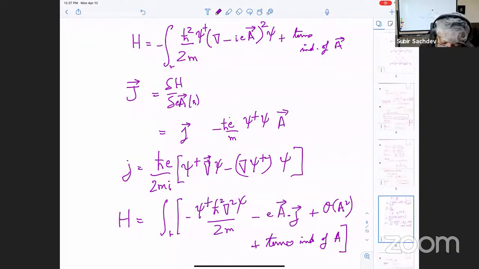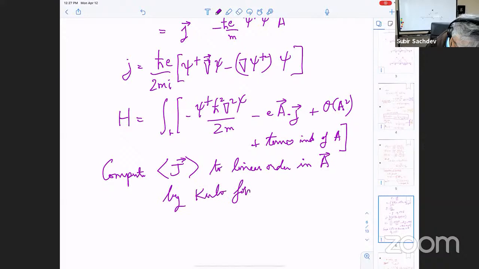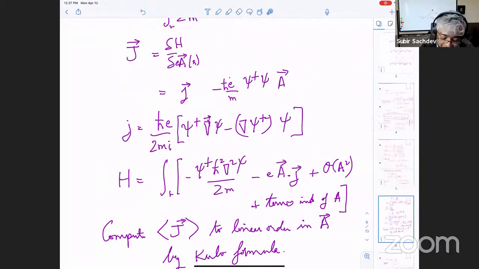Okay, so now I have to compute J. So we want to compute the expectation value of J to linear order in A by the Kubo formula. And so what happens? I noticed that there's an expression that's zeroth order in A. So if there was no electric field, the average value of this would be just 0. But there's a term that already depends on A. And so that term we have to keep. And we can evaluate this to zeroth order in A because I'm only working to first order in A.